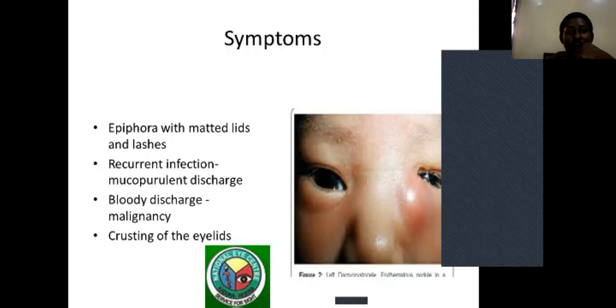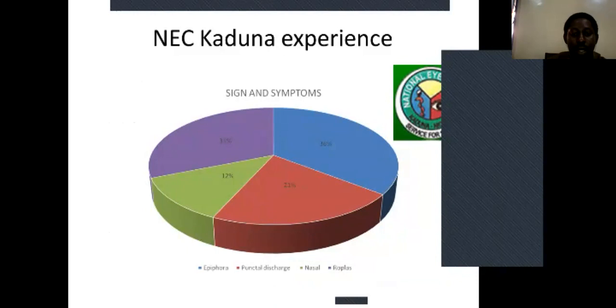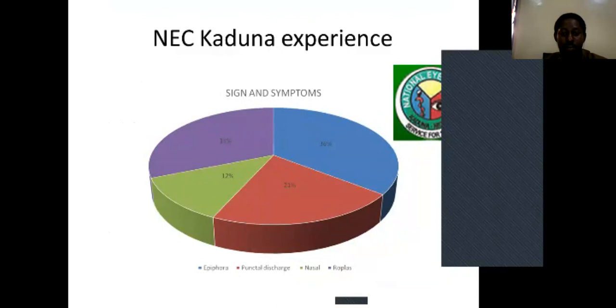Now, at the National Eye Center, we also realized that epiphora was present in 36% of the patients that came to the National Eye Center over the 10-year period, followed by people who had punctal discharge. And then significantly, 12% of the patients had nasal symptoms. So it's always imperative to ask for nasal symptoms in these patients. ROPLAS was also positive in about 31% of patients.